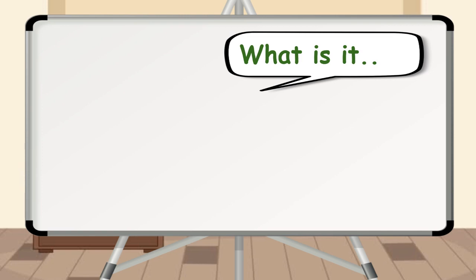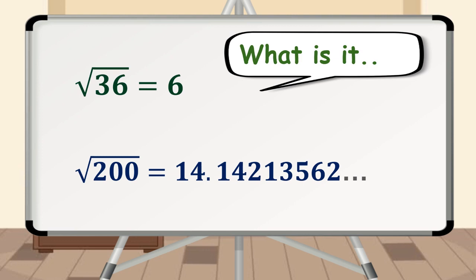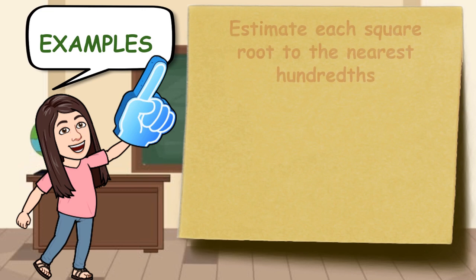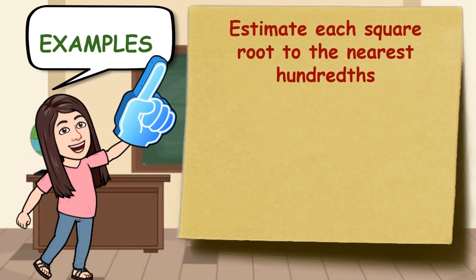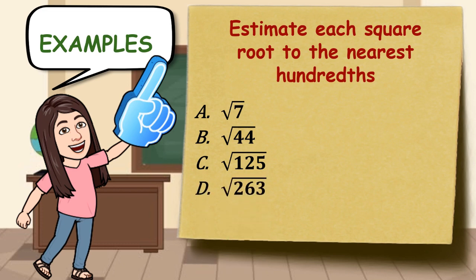Pansinin na kapag naghahanap tayo ng square root of a perfect square number, ang sagot ay whole number. Sa kabilang banda, kapag naghahanap naman tayo ng square root ng isang number na hindi perfect square, ang sagot ay meron kasamang decimal places. Let's have some examples. Estimate each square root to the nearest hundredths. Letter A, square root of 7. Letter B, square root of 44. Letter C, square root of 125. Letter D, square root of 263. And letter E, square root of 73.